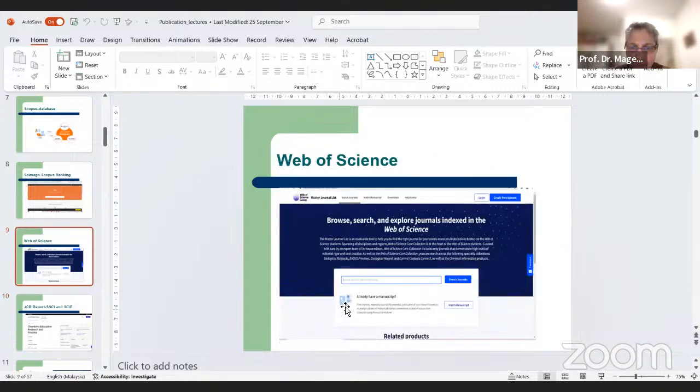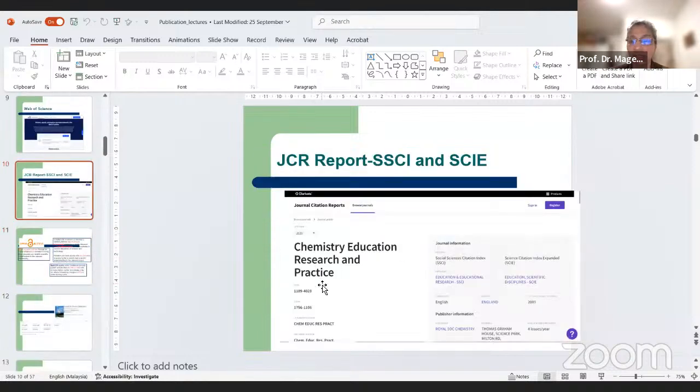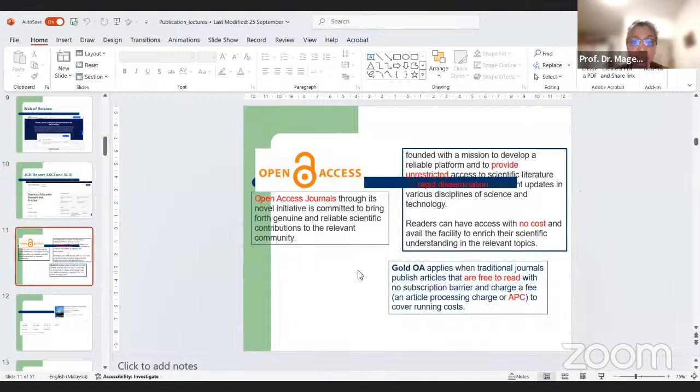If you want to see whether the article is in the Web of Science database, you just type the name of the journal and you will get something like this. This is called JCR, Journal Citation Report. JCR will tell you the impact factors and the details of the journal. This is the JCR report for Chemistry Education Research and Practice.